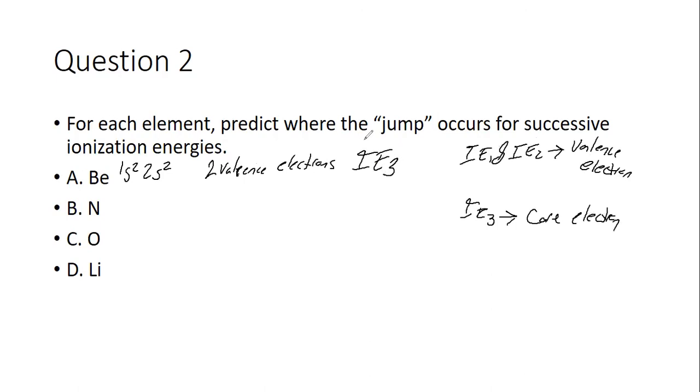So where I'm saying jump, what I mean by that is where does the energy increase a lot, or at what ionization energy are you starting to remove core electrons? You can think about it either way. So I'm going to give people a couple minutes to see if you can tell me at what ionization energy the jump occurs for each of those atoms shown.